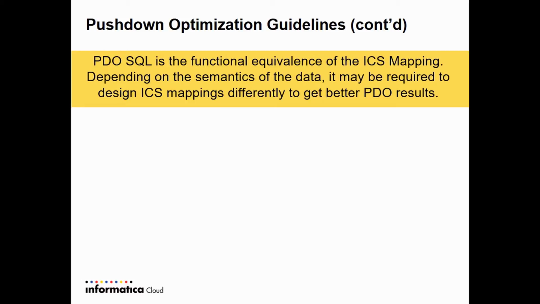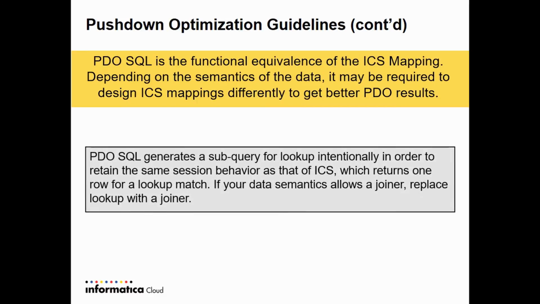Depending on the semantics of the data, it may be required to design the ICS mapping differently to get better PDO results. The PDO SQL generates a subquery for lookup intentionally in order to retain the same session behavior as that of ICS, which returns one row for a lookup match. If your data semantics allow a joiner, replace lookup with a joiner transformation. Let us now discuss the pushdown compatible connections.